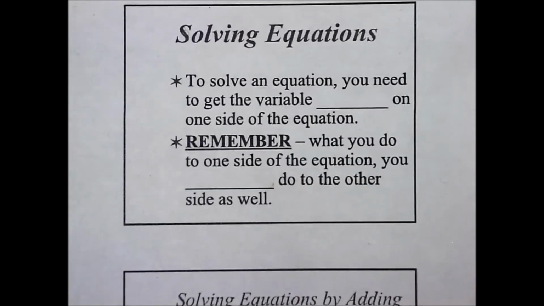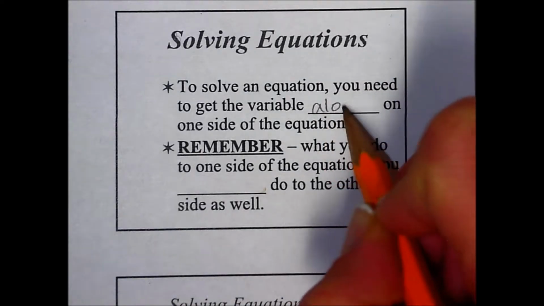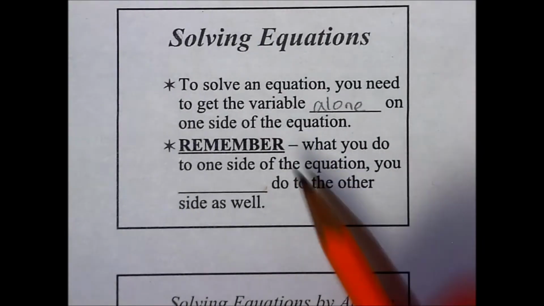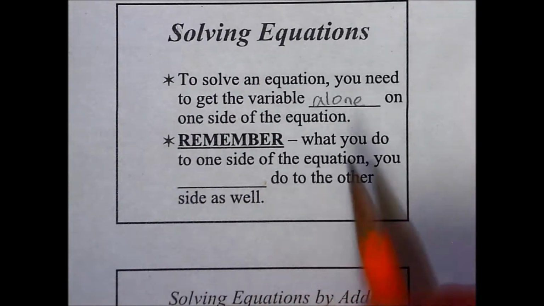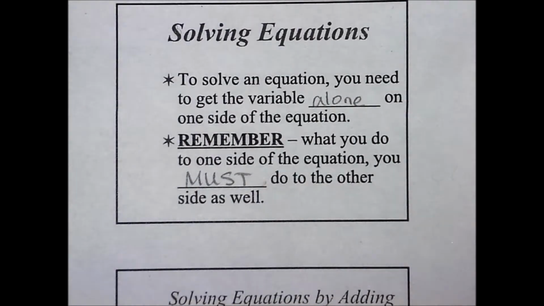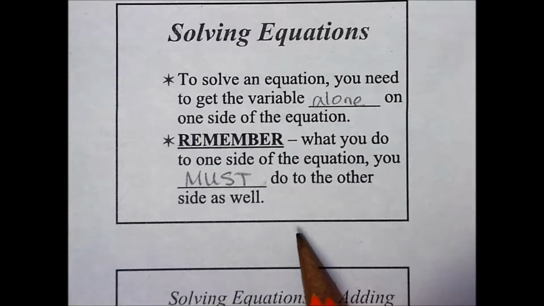In order to solve equations, we have to work to get the variable alone on one side of the equation. And the most important thing to remember when solving equations is what you do to one side of the equation, you must do to the other side as well. If you do not, then your equation will not be balanced and therefore will not be true.